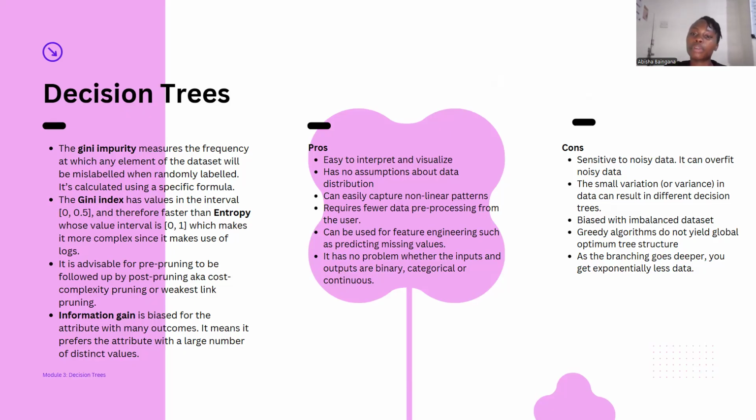Then moving on to the pros and cons of decision trees. One of the pros is that it's easy to interpret and visualize. It has no assumptions about data distribution. It can easily capture nonlinear patterns and can be used for feature engineering. Whereas the cons, it's sensitive to noisy data, and it's biased with imbalanced datasets.